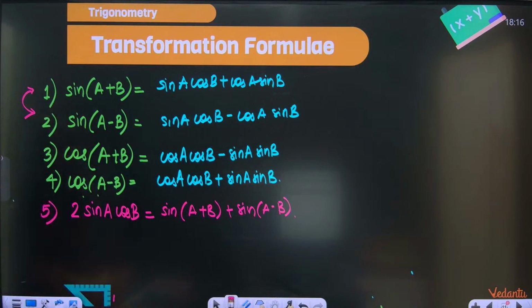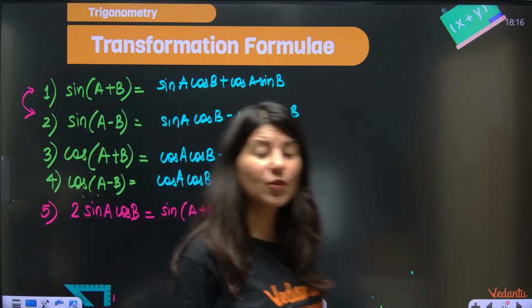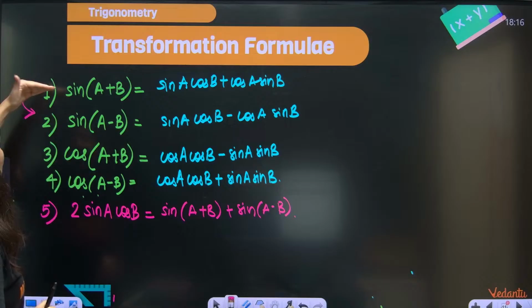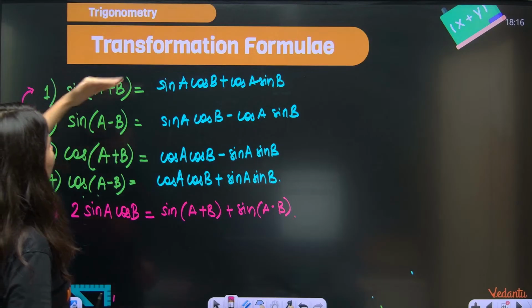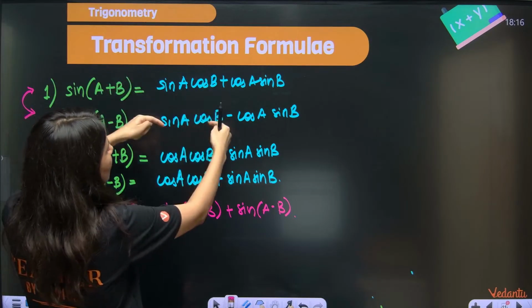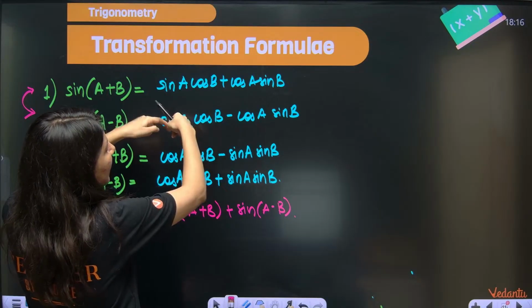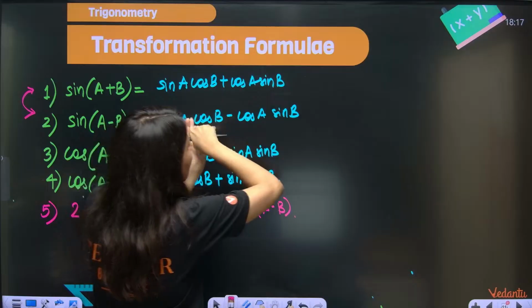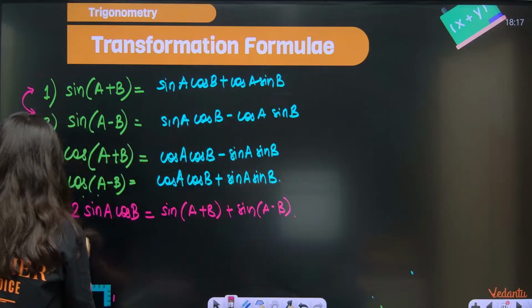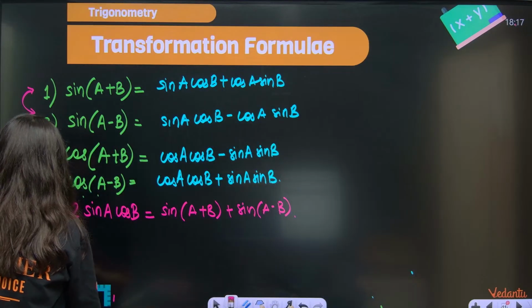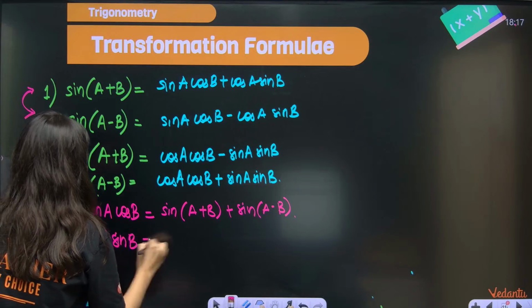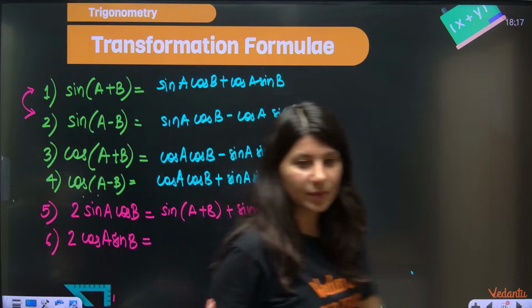Now we are going to subtract, 1 minus 2. Sine A cos B and sine A cos B will get cancelled out because we are subtracting. Cos A sine B minus negative cos A sine B will become 2 cos A sine B.